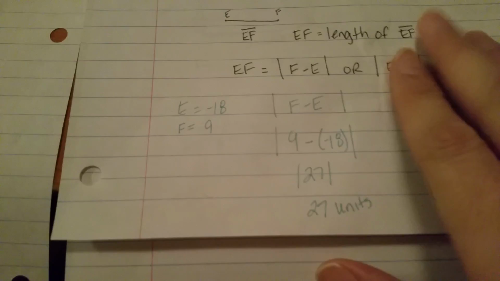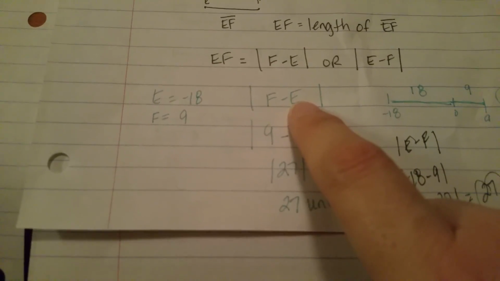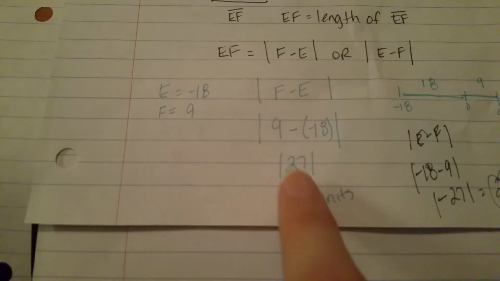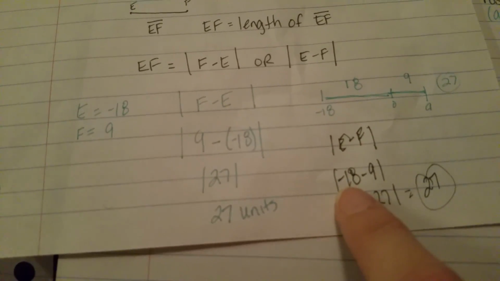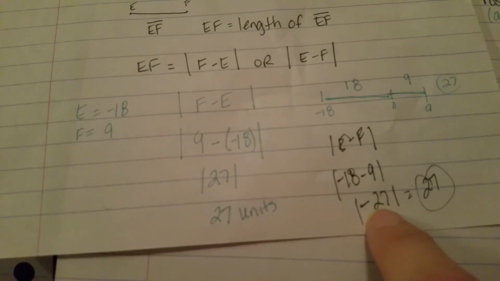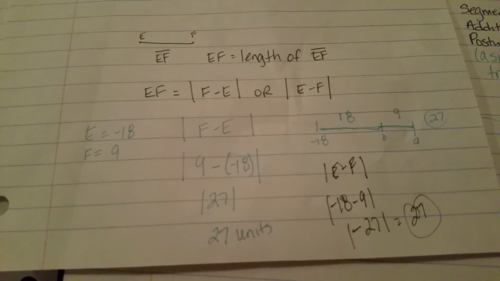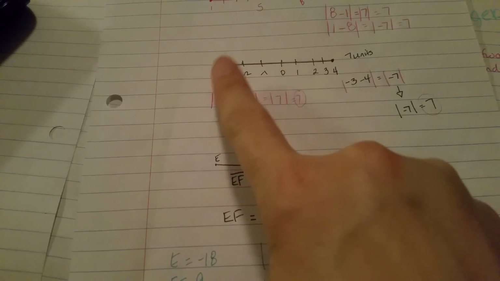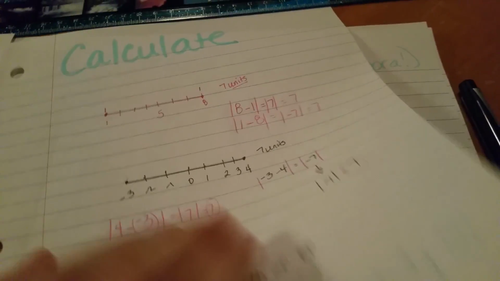So basically, we're going to take the 2 coordinates and subtract them. Let's say that E is negative 18 and F is 9. So I'm going to do F minus E, so 9 minus negative 18, and I get the absolute value of 27. It's 27 units long. Now if I go the other way, instead of F minus E, I do E minus F. I get negative 18 minus 9, which is negative 27, which makes my answer 27. So they're the same thing. And that's all you do, you just subtract the two coordinates. You subtract 4 minus negative 3 or negative 3 minus 4, and then take the absolute value. And we're going to practice that some together, so don't worry.